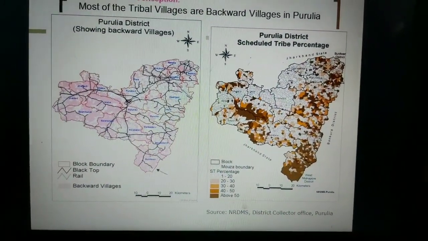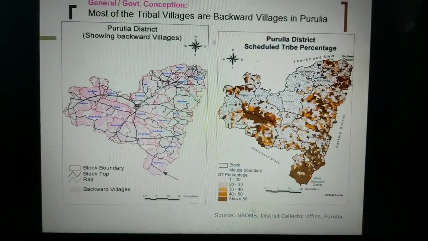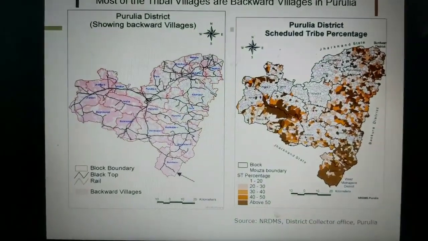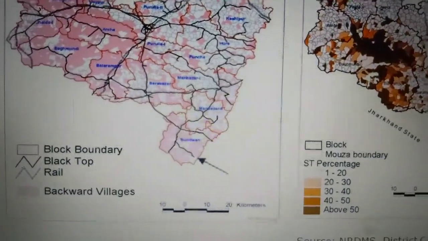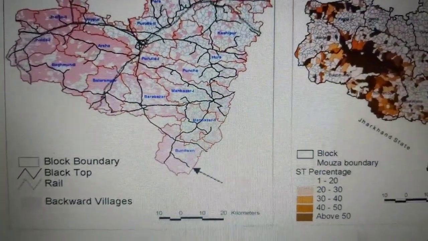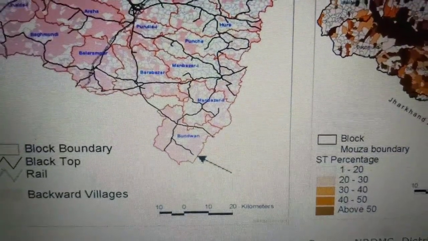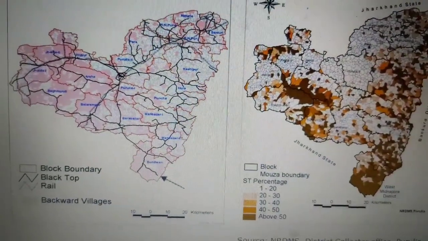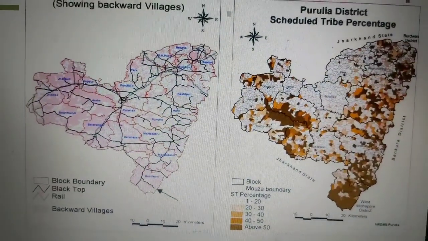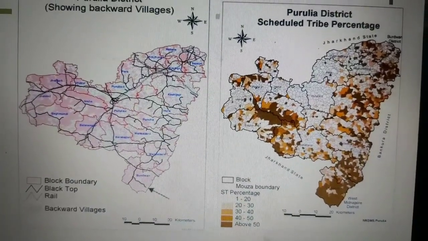Now, if you take a look, these two maps were actually prepared by NRDMS Purulia, a government source. And here, this is the Bandwan block, which is situated in the southern part of the district. Here, almost all the villages are identified by government sources as backward because Bandwan has the highest percentage of tribal concentration even in the district. So it's an automatic choice.